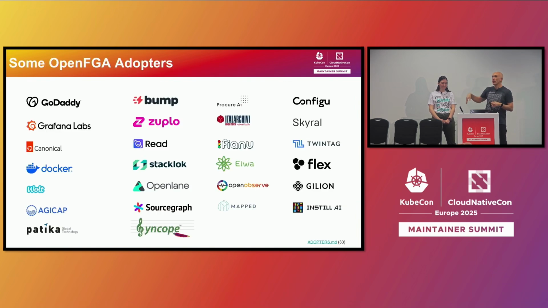These are some of the companies that are adopting OpenFGA. We have an adopters MD file in the repository where people can add their own, and whenever they want, they submit a PR adding themselves. It's interesting because the only publicly traded company here is GoDaddy, and they didn't do that. They just created a blog post explaining how to use it. And most of the people who are willing to put their names there are usually startups and smaller companies. But some of them are still pretty well-known brands, like Grafana or Canonical or Docker.